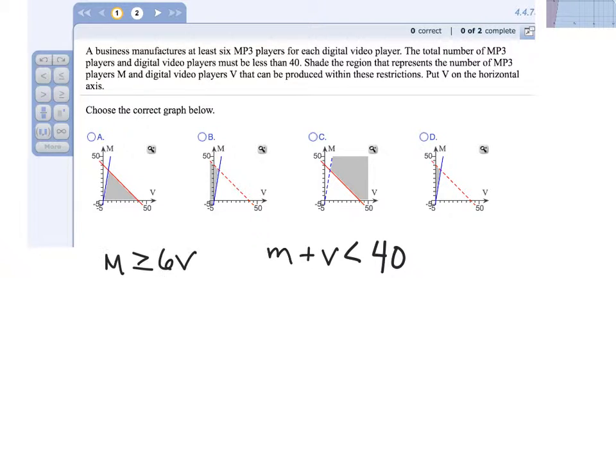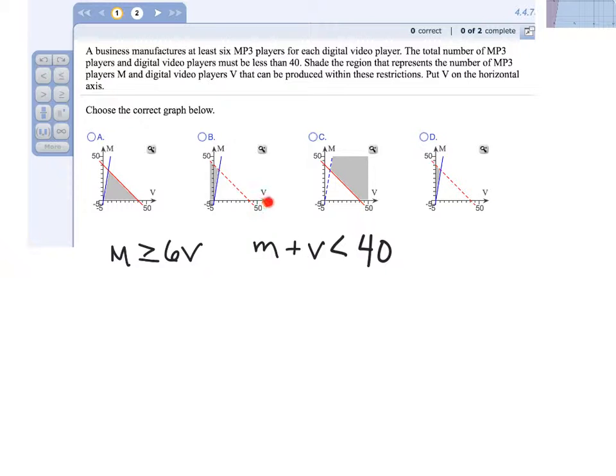Now what we're going to do is solve for those inequalities, so we're going to graph these 2 on a graph. But here's the thing. You'll notice they want us to use M and V instead of X and Y. So the V takes the place of the X's, and the M's take the place of the Y's. If you were going to use Desmos, you would have to think of the M's as Y's, and the V's as X's.